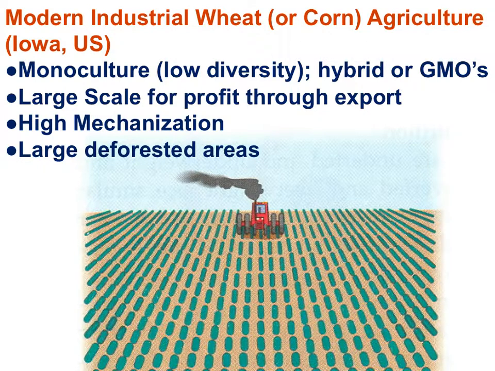Industrial commercial farms have certain characteristics. They're typically a monoculture, low diversity, with hybrid seeds or GMO crops. They're large scale for profit, often through export, high mechanization, large deforested areas to make room for the crops. These characteristics make industrial farms less sustainable than traditional farms.